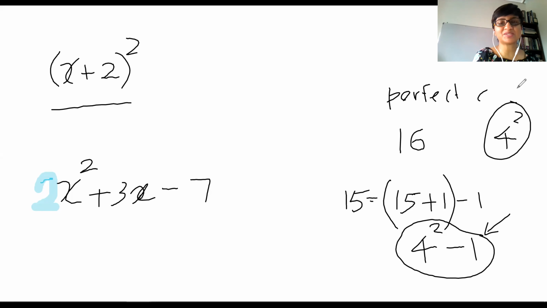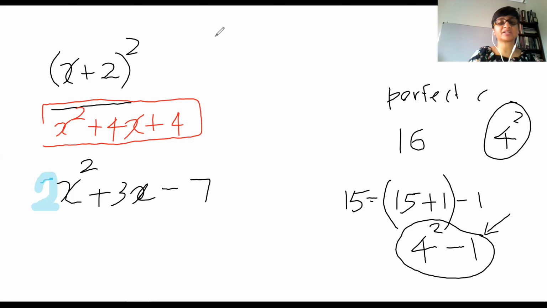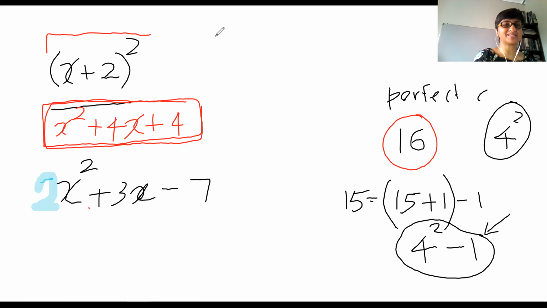So if I expand this, what is this quadratic actually? Let me write it in a different color. This is x squared plus 4x plus 4. Here is an example of a quadratic expression that is a perfect square, just like 16 is a perfect square in the number world, which you can write as 4 squared. So this quadratic expression can be written as x plus 2 squared.